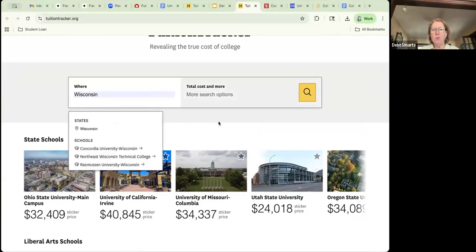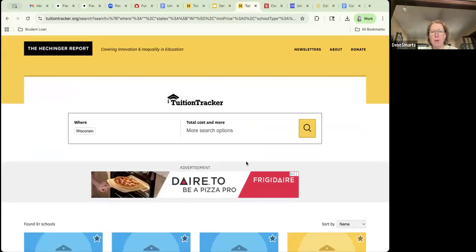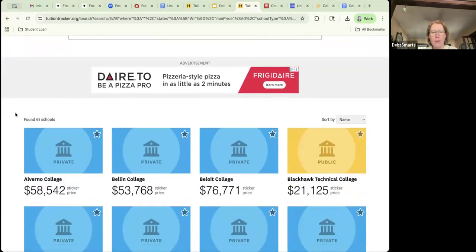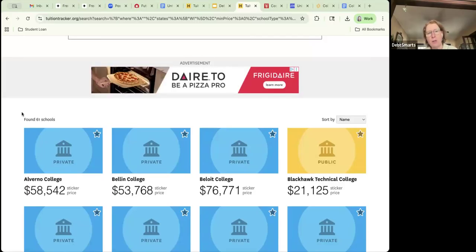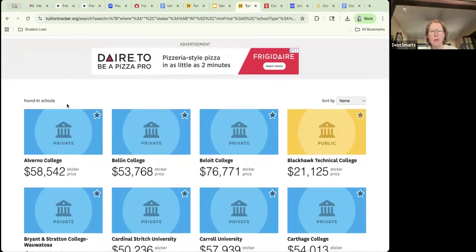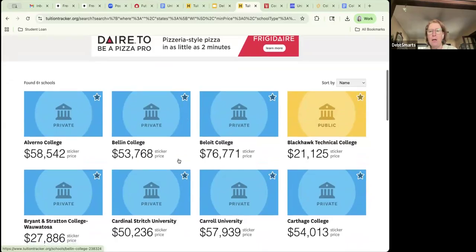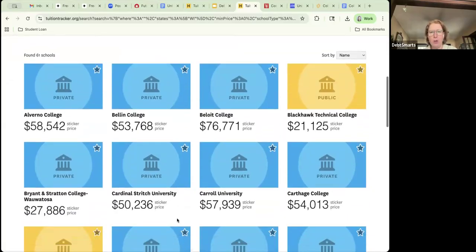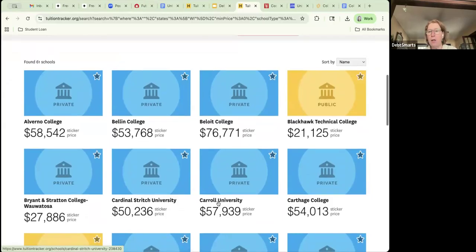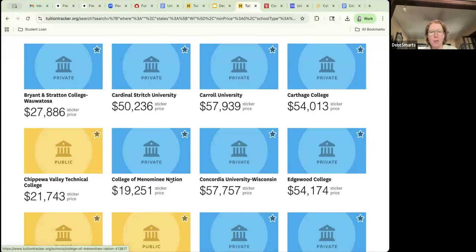So if we wanted to look in, just to start with Wisconsin, because that's where we are. So we can just look at Wisconsin here. We can see all the colleges. These are all the colleges that report their data on things like cost and retention and graduation to IPEDS, which is the federal data tracking tool. So you can see all of these, and again, note that it says sticker price. And if all we did was just look at sticker price, we'd say, holy smokes, let's just look at Blackhawk Technical College because that sticker price looks the lowest by far, or we could look at College of Menominee Nation.